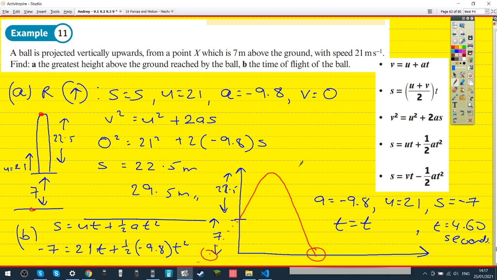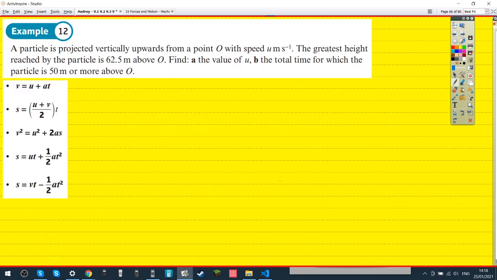The other thing is you have to compare the start of the journey to the end of the journey. So start of the journey, u is 21. A is constantly minus 9.8. But s is -7. So comparing the start of the journey to the end of the journey. If you did s as 22.5, that would give you the time it took from the start to the top point, for s to go back to being 22.5. So that's how these things work.